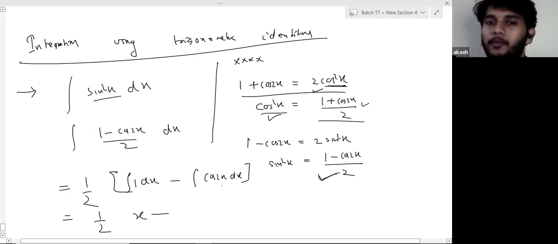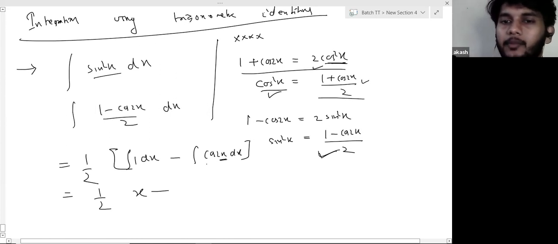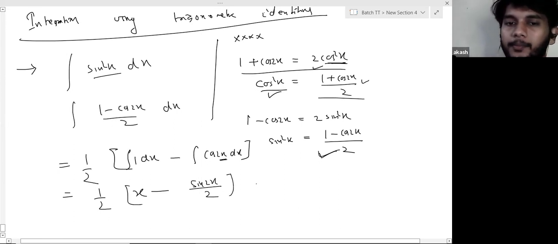I have told you, if they replace x with a linear function, you can divide by the coefficient and you will get the answer. So the integration of cos x is sin x. So cos 2x will be sin 2x by 2. Is this thing clear?